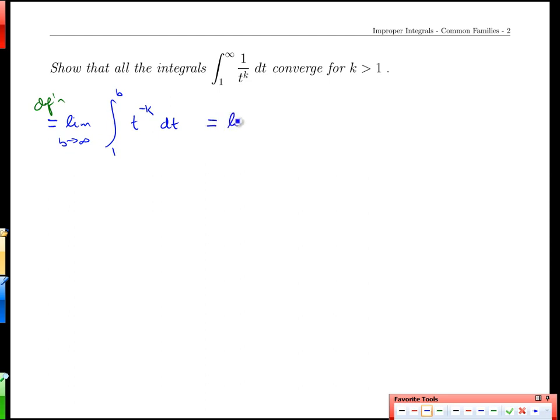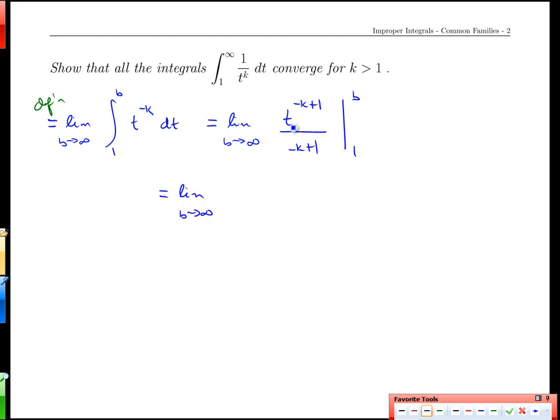Okay, the limit as b goes to infinity stays around. Then when we integrate a power of t, we're going to get t to the same power plus 1, and then we divide by the new power. So it looks a little exotic, but it's exactly the same rule. If this had been t to the minus 2, we'd have minus 2 plus 1, divide by the new power, and we're going to evaluate that at the points 1 and b.